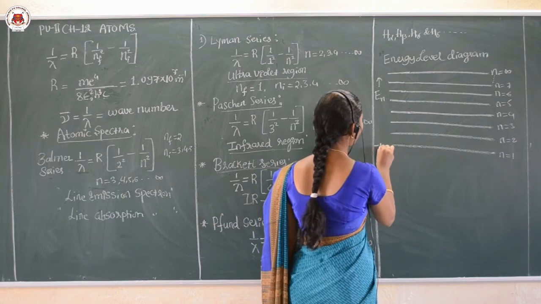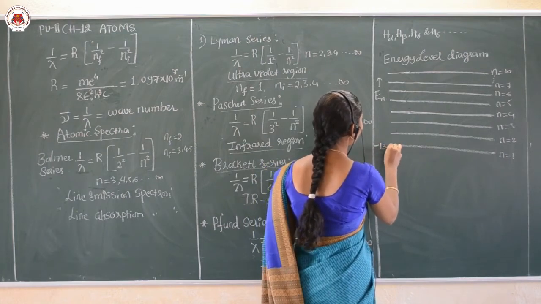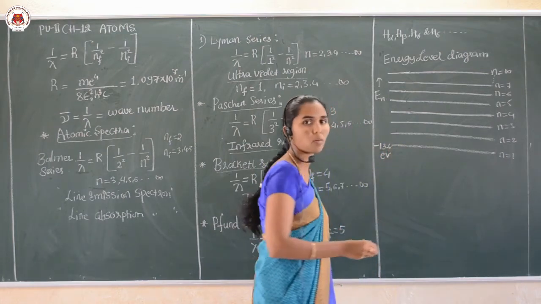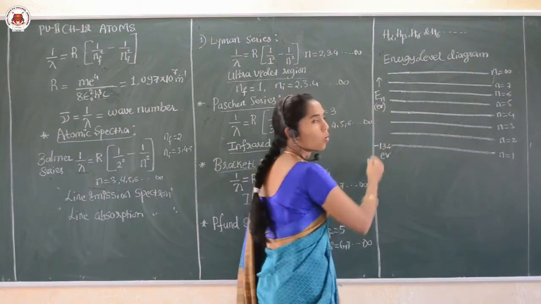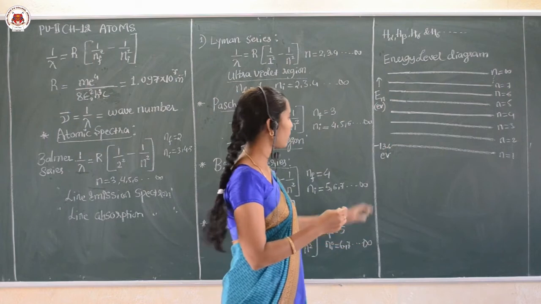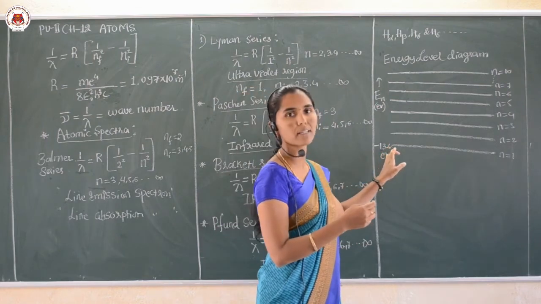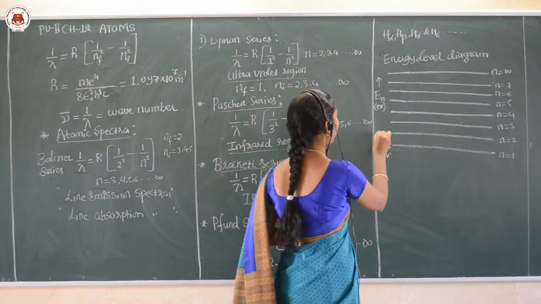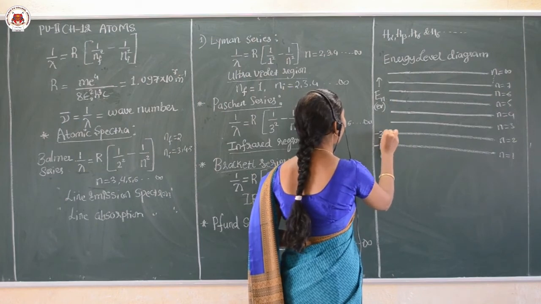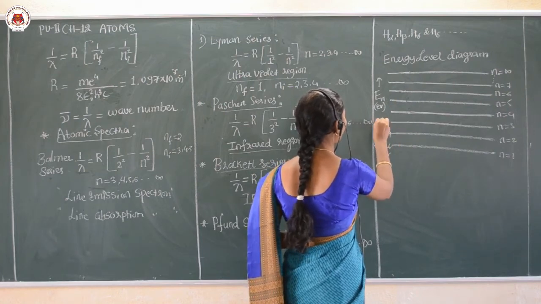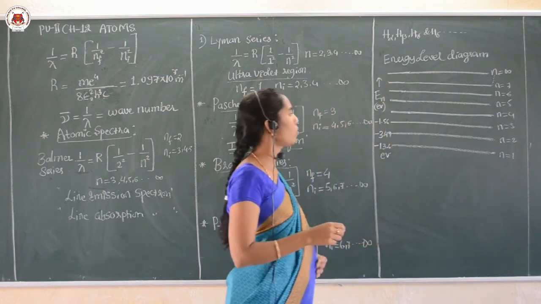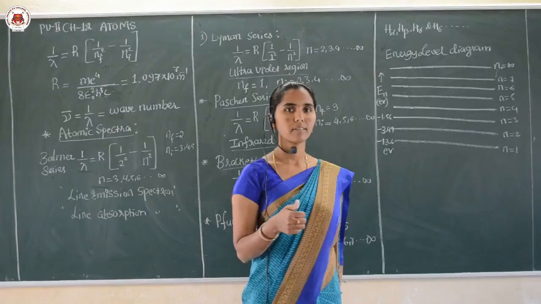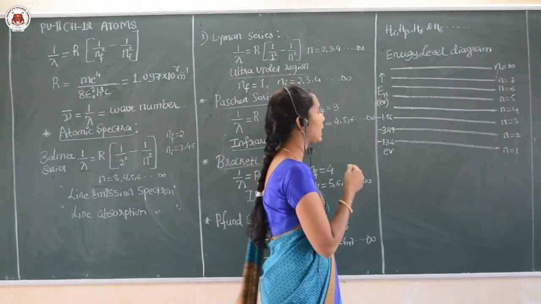In the first orbit, what will be the energy value? 13.6 electron volt, isn't it? Here the energy will be in electron volts only, right? And in the first orbit, the energy is minus 13.6. If you come to the second, it will be minus 3.4. Like that, minus 1.51. Like that, the energy value will be changing. Energy is expressed in electron volts.